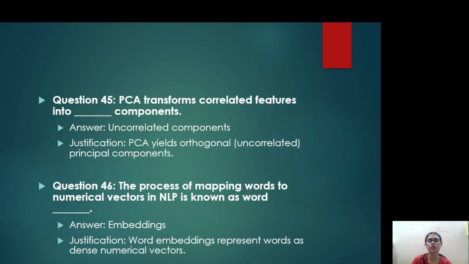Next is the process of mapping words to numerical vectors in NLP is known as. So it is known as embeddings. So machines cannot understand text directly, so we convert words into numbers, and word embeddings are a way to represent words as meaningful numerical vectors. Let us understand this with an example. Queen and king will have similar vector values, but king and banana will have different values. So this helps the model understand the relationships between the words.